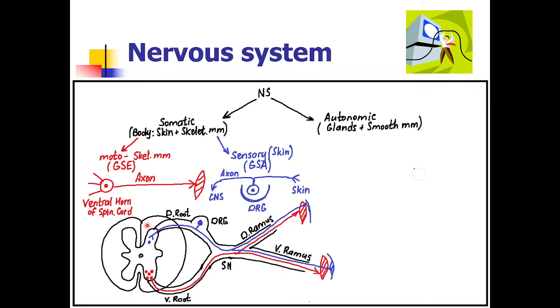So, because we are coming step by step, we are not mixing everything together in one pot. For now, I described for you somatosensory innervation from the skin and somatomotor innervation to the skeletal muscles. That's it for now.